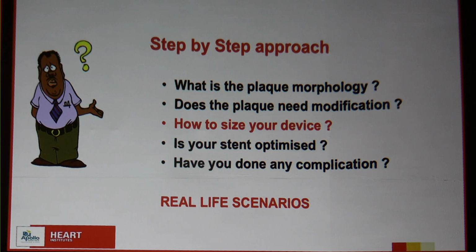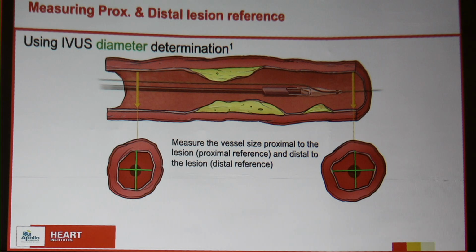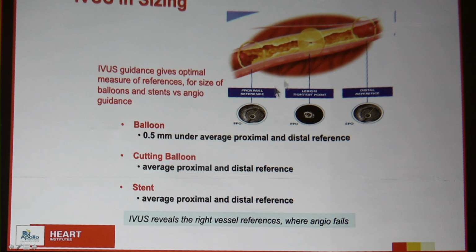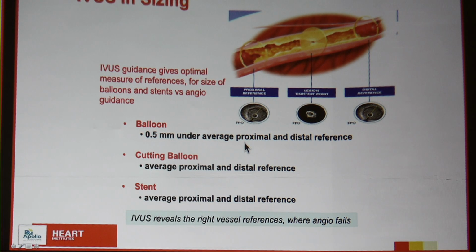The third step is how to size your device. After we have known the basic plaque morphology, and we have decided what the modification pattern will be, now we go to the size of our device. Always first see the two ends, the distal and the proximal markers. You measure them. Based on it, if you're using a balloon, take a balloon 0.5 millimeter under the average proximal and distal reference. If you're using a cutting balloon, take the average of the proximal and distal reference. If it's a stent, it again follows the rule of the cutting balloon, the average of the proximal and distal reference. So take the normal segment, see it in IVUS, measure it, and then size your device.